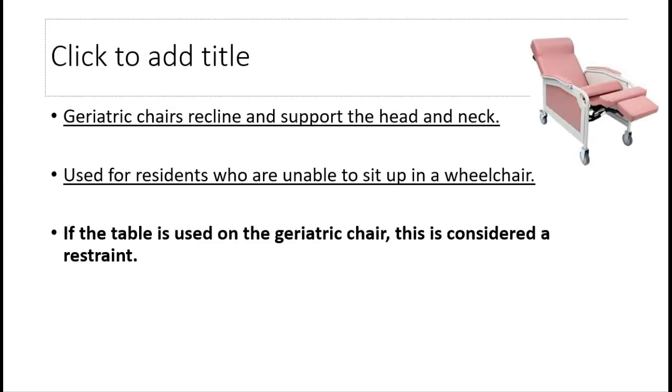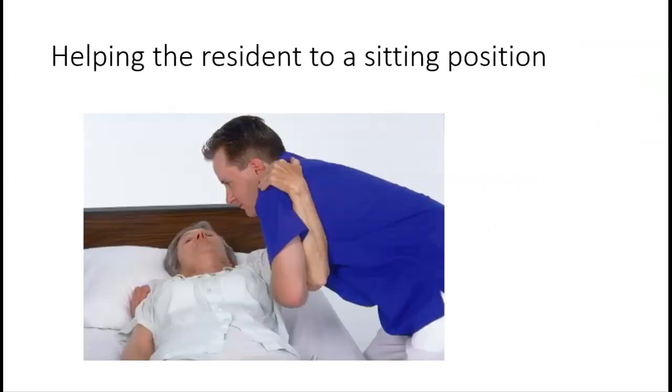So this is a picture of a geriatric chair, and that is for a person who is not able to sit in a wheelchair. It gets them up and out of the bed, but it gives support to the head and neck. If you put a table across the geri chair, it becomes a restraint. So oftentimes there won't be a table on there.